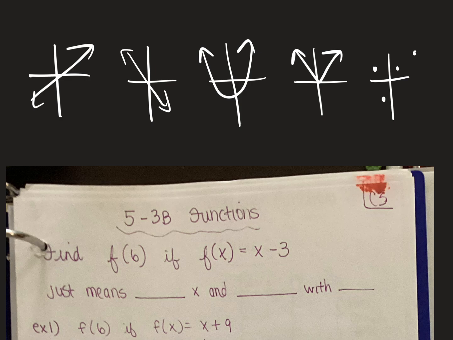What you cannot have is a vertical line, or you cannot have dots that would connect to make a vertical line. So a function is a set of numbers that would make one of these white pictures. Not a function would be green.